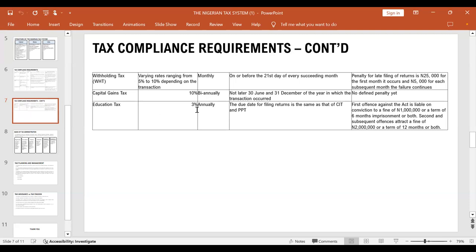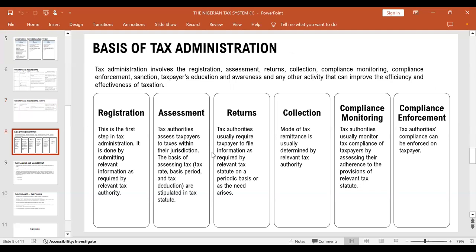Education tax, 3%. When you're also remitting your CIT, that's your company income tax, you also pay it annually. Then the first offense against the act is liable on conviction to a fine of 1 million or a term of 6 months imprisonment or both. Then basis of tax administration.